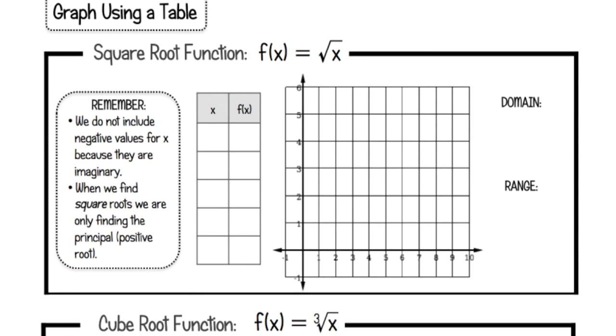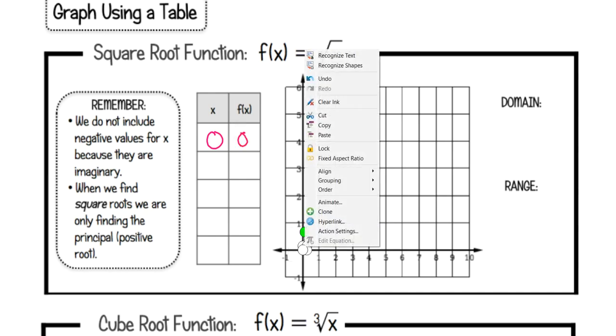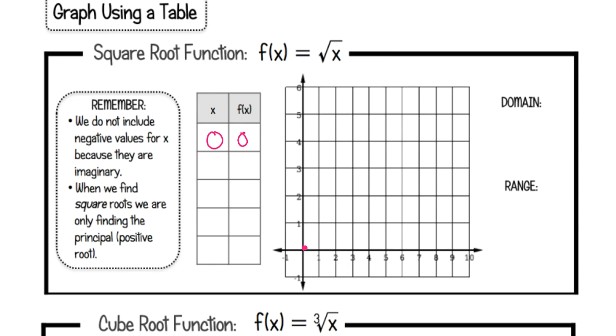So for the square root function, our parent function is just the square root of x. And we remember that when we're graphing these, we don't include negative values for x because they would result in imaginary things, which is a different kind of graph. So we don't include any negatives. So I'm going to start at 0. So the square root of 0 is 0. So my first starting point is there at 0, 0.